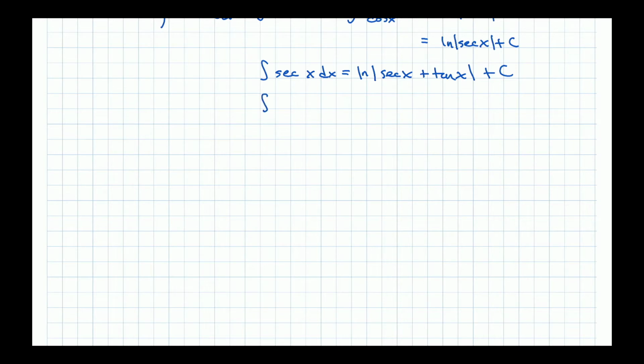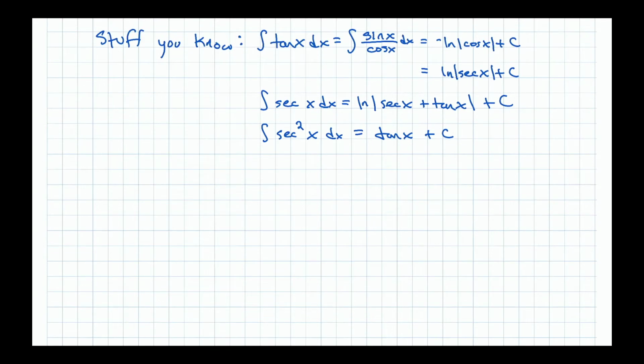Another one you should know, this one is the one you've known the longest. The integral or antiderivative of secant squared dx is just tangent x plus c, because of course the derivative of tangent is secant squared.